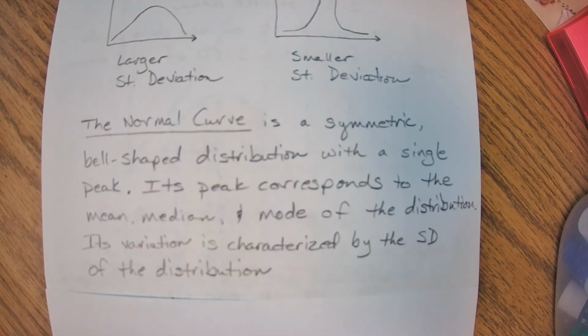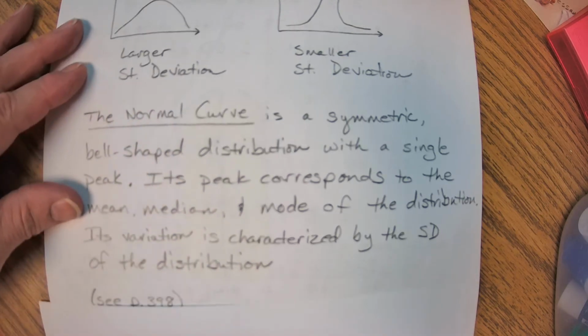It's symmetric. It's a bell-shaped distribution with a single peak, and its peak corresponds to the mean, the median, and the mode of the distribution. Its variation is characterized by the standard deviation. So I wanted to just look at this example.